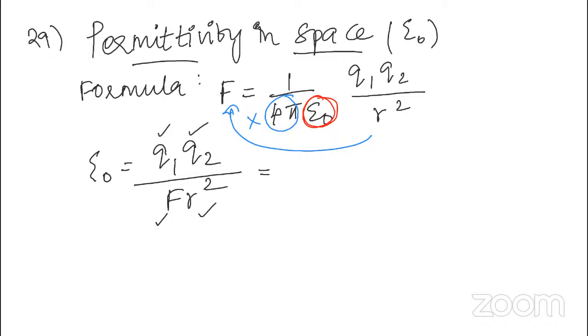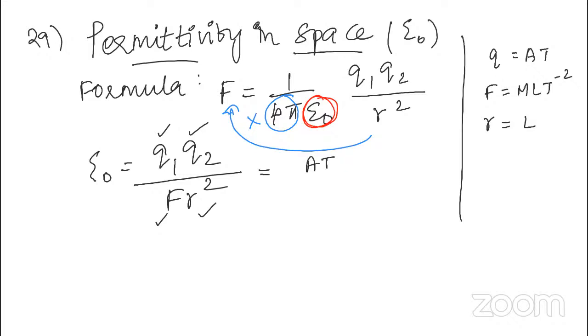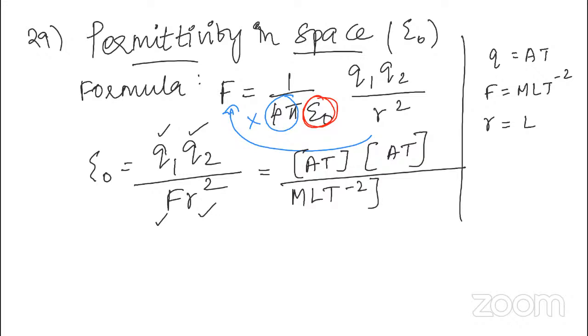So already we know the value for Q, which is nothing but A into T. Okay. For F, that is force, mL T power minus 2. And for R, which is nothing but a distance, that is L. Okay. So now substitute all the values. A T into A T divided by force formula, that is mL T power minus 2 into L square. Okay. So now just multiply the values here.